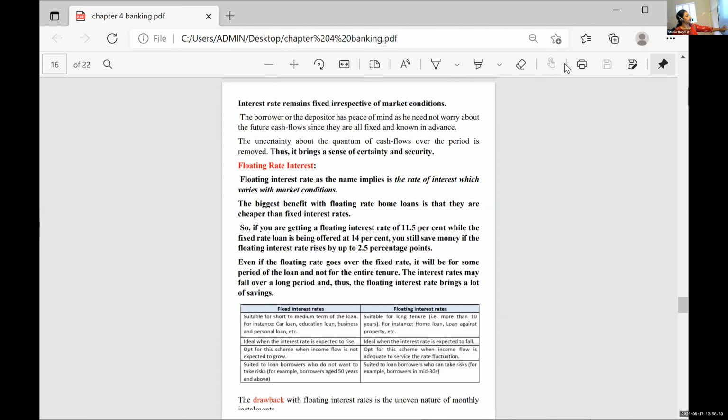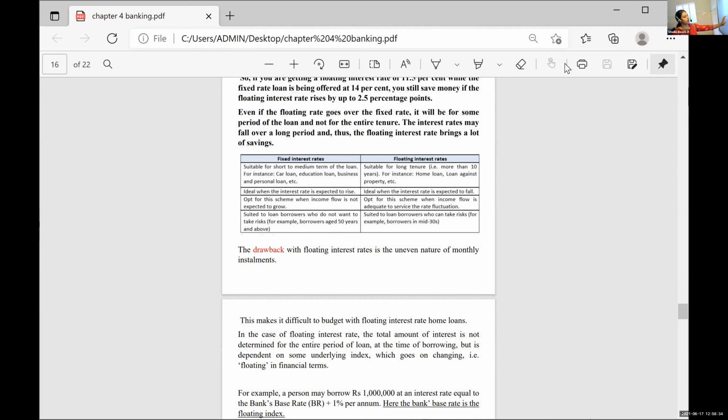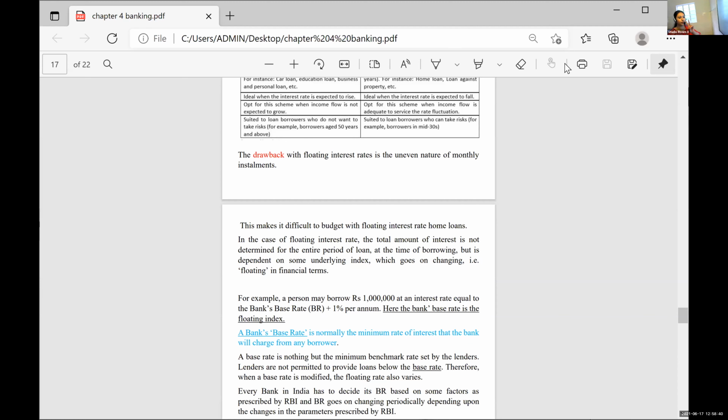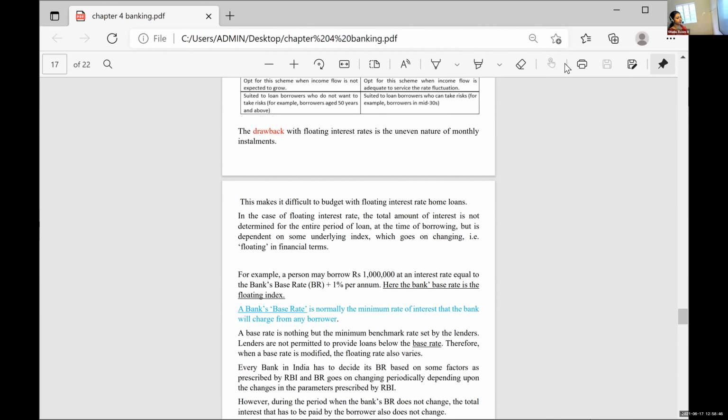Then, why is it changing? What is the reason for the change? When the banks offer the loan, the rate of interest has two parts. There is a base rate and a margin. Okay? When you take a loan or deposit something, there is an interest rate. That interest rate has got two parts, base rate and a margin.